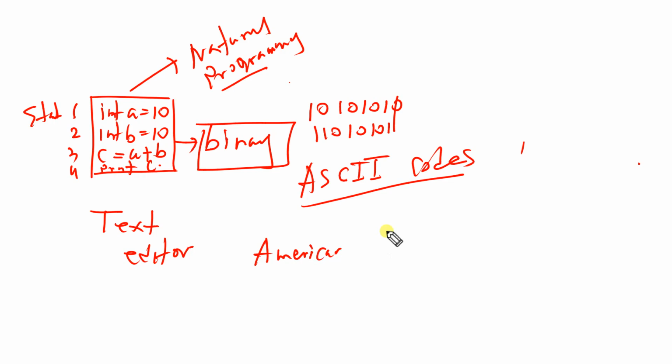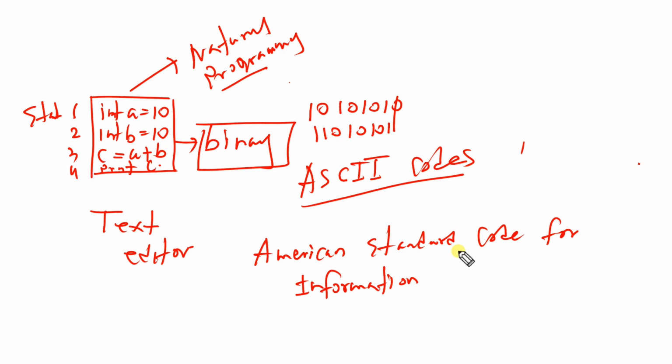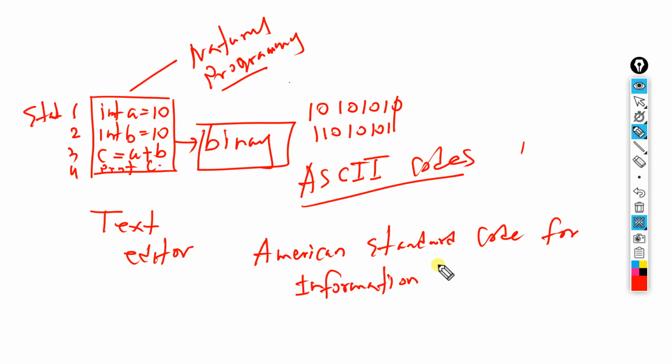Can you remember? American Standard Code for Information Interchange. You should know these things because this is directly from your syllabus. They are asking how many bits are there in the ASCII code. How many bits?